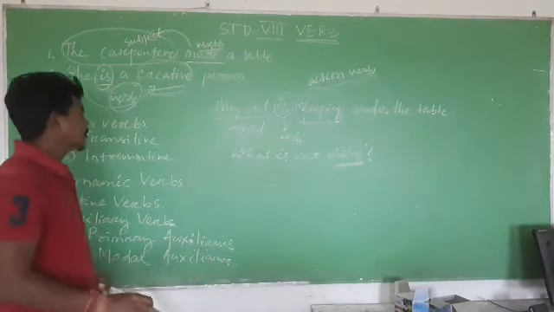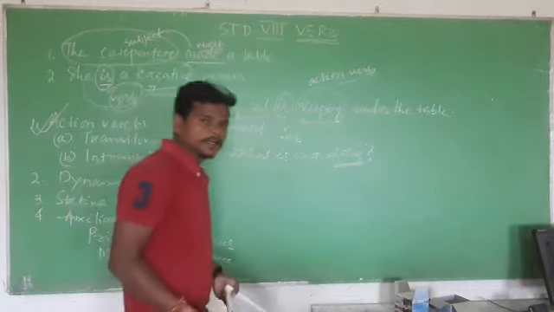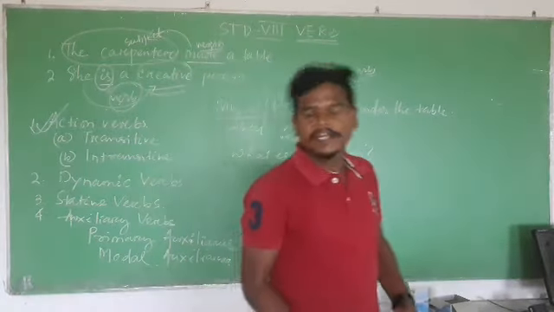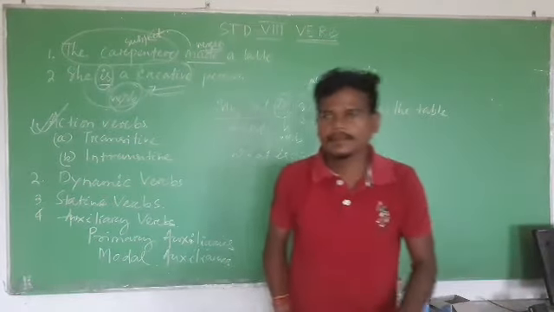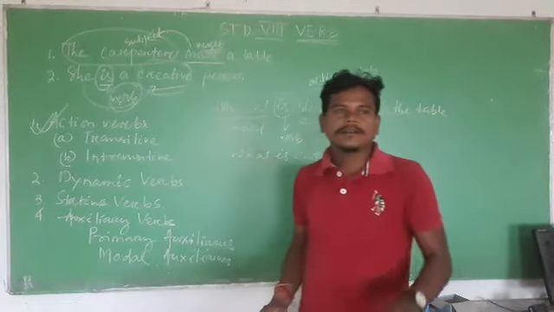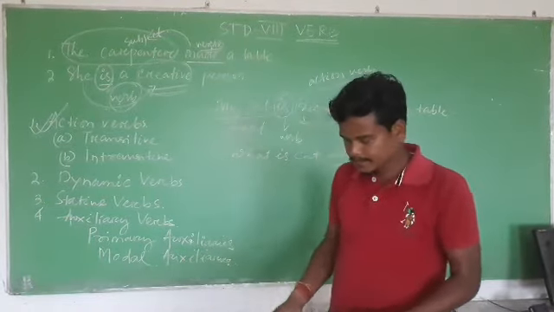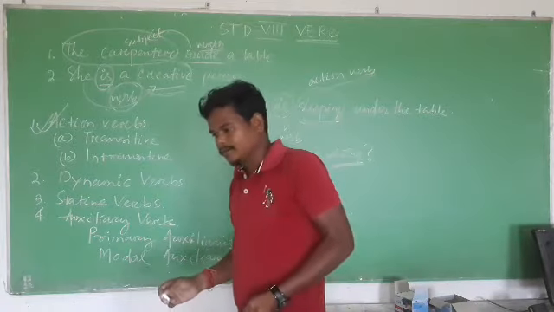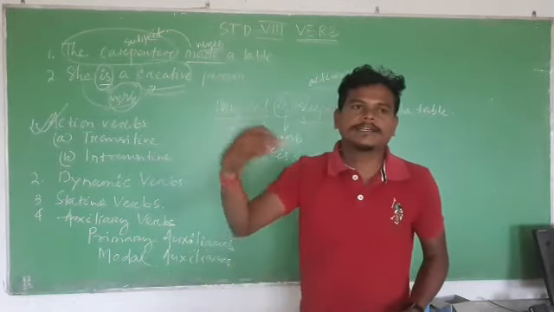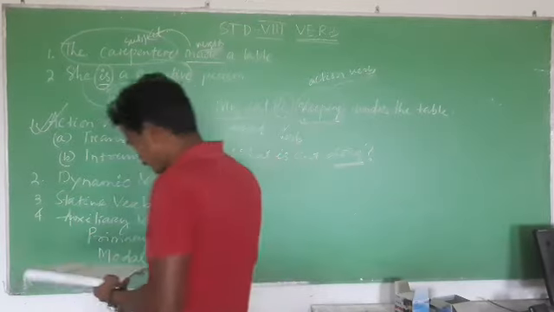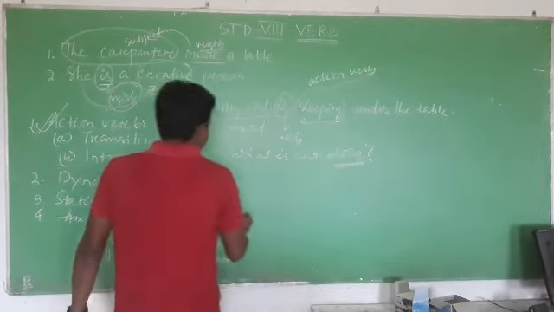These action verbs are of two types: one is transitive, another is intransitive. In the case of transitive, the subject has a verb and the verb has a direct object. How do we find the direct object? We can see here also.